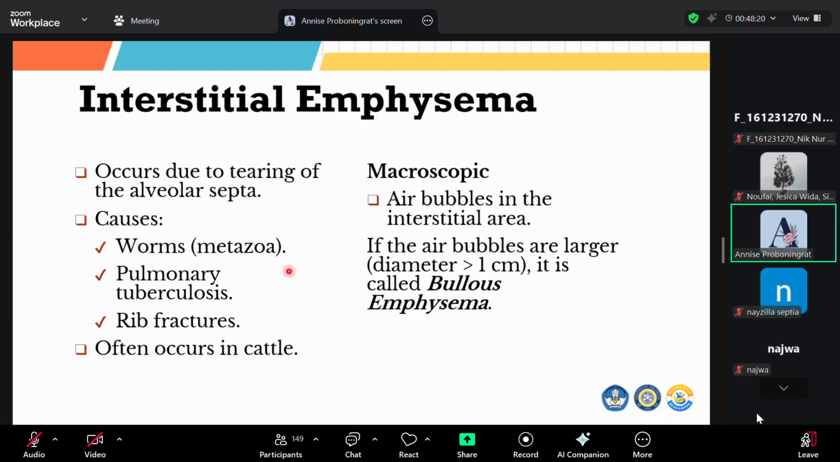And then interstitial emphysema occurs due to tearing of the alveolar septa that can occur due to worms or metazoa larval migration, pulmonary tuberculosis, or rib fractures. There are air bubbles in the interstitials on the gross lesion, and if the air bubbles are larger than 1 centimeter, it is called bullous emphysema.